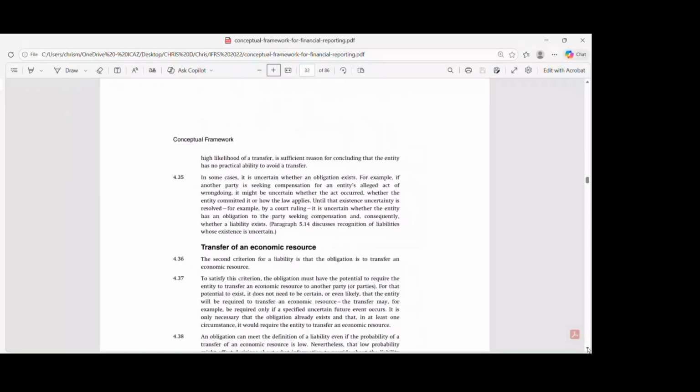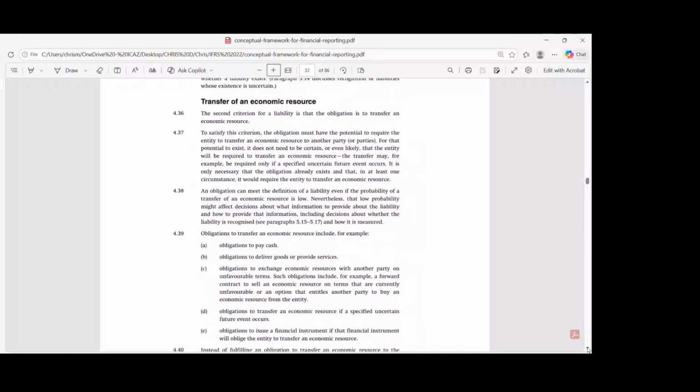Again, what are the key things? The obligation must involve payment of cash or delivery of goods or services. A good example, let's say a loan of 50,000. We have an obligation to transfer an economic resource, which is the repayment of that cash. So we must repay the principal. We must repay the interest. So here a liability exists.